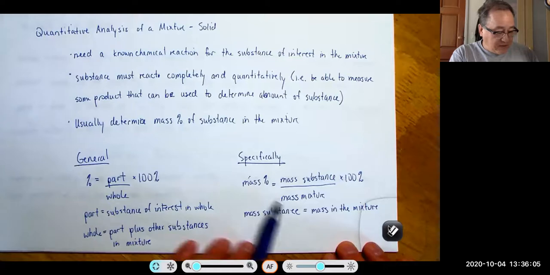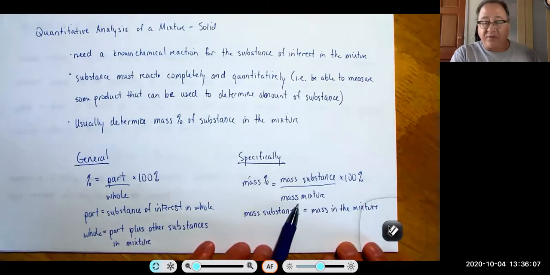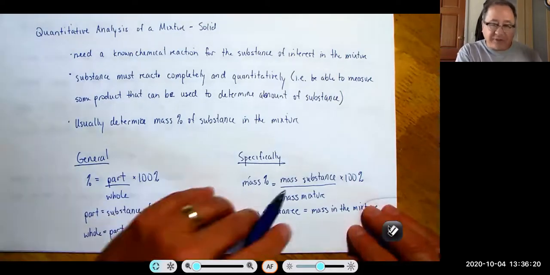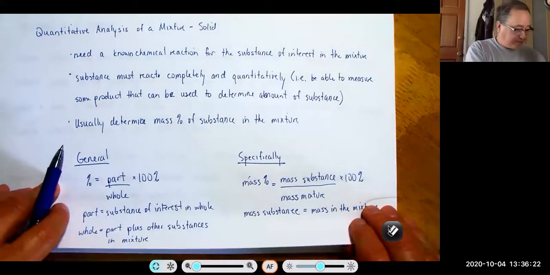So here, how do we get the mass of the mixture? Well, usually when we're doing this analysis, we just have a sample of the mixture. So mixture, sample, same thing. So you take your sample and you weigh it. That's the mass of the mixture. How do you get the mass of the substance? You have to do a chemical reaction.